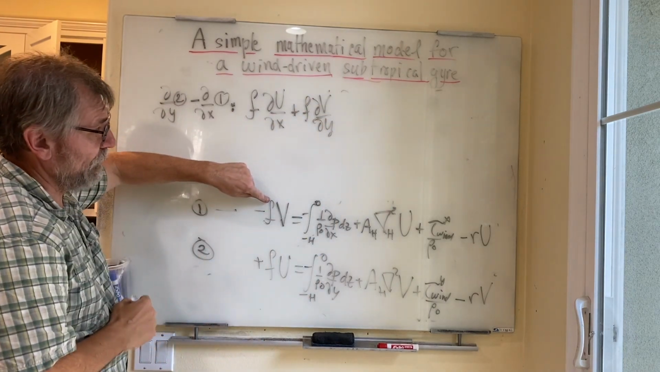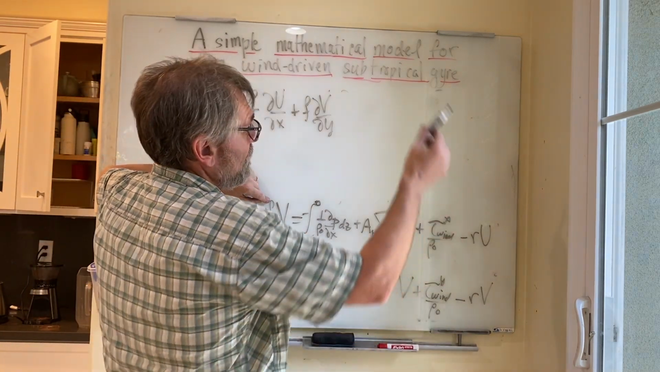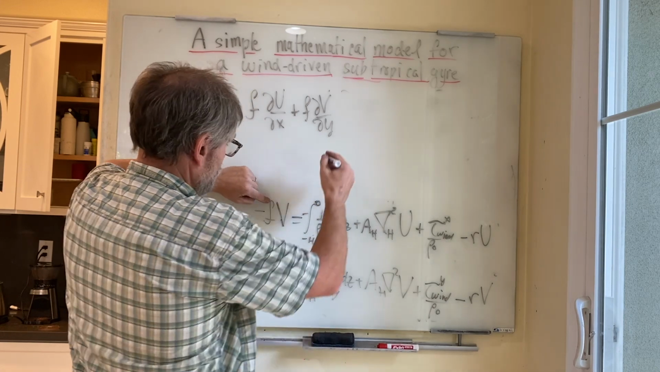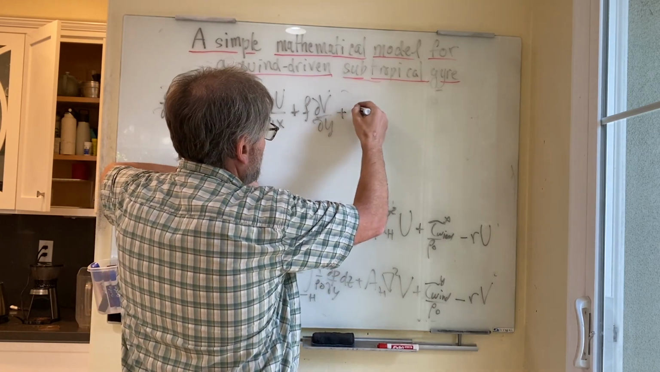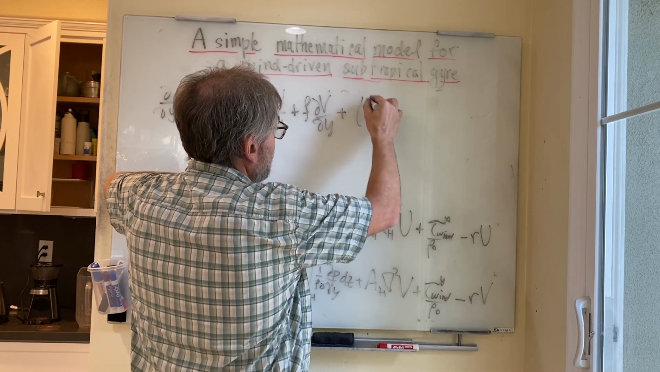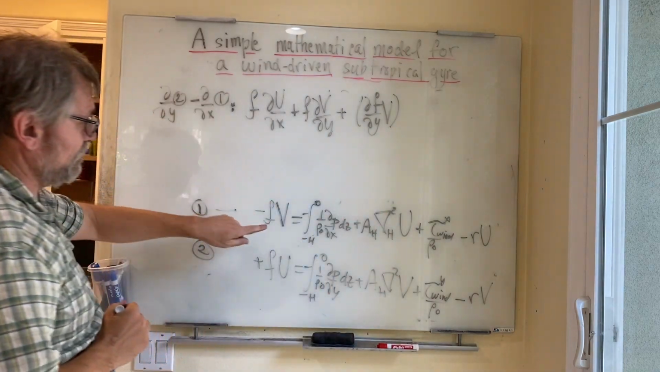However, f here is a function of latitude, right? So f increases as we go northward, or decreases as we go southward. So I'll also have to keep a plus df dy times v, right? Because v varies with latitude.